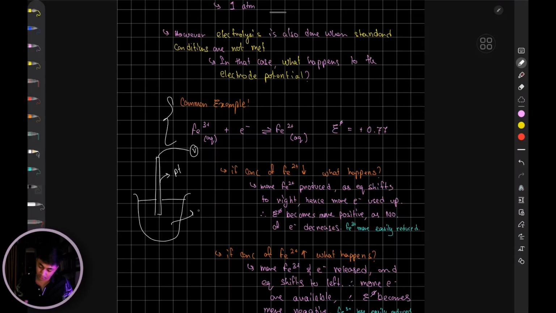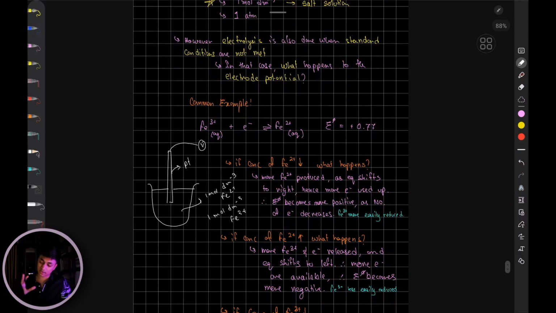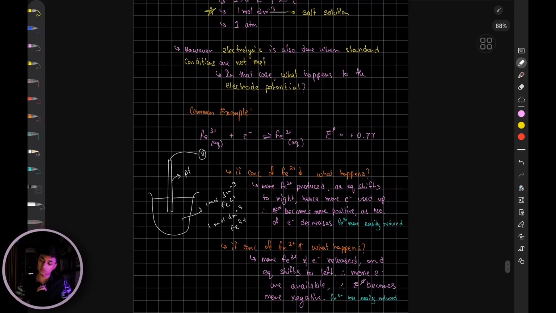So this is your 1 mole per dm cube of Fe2 plus and 1 mole per dm cube of Fe3 plus. This is your platinum wire. So you can see there is 1 mole per dm cube of iron 2 plus and iron 3 plus. Now, what's going to happen to the electrode potential? In case of standard conditions, your electrode potential is positive 0.77. What's going to happen if I change any of the concentrations? Let's see what's going to happen theoretically.